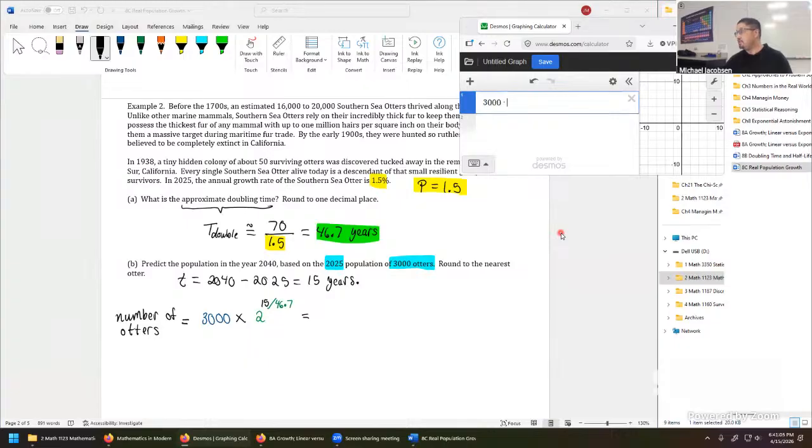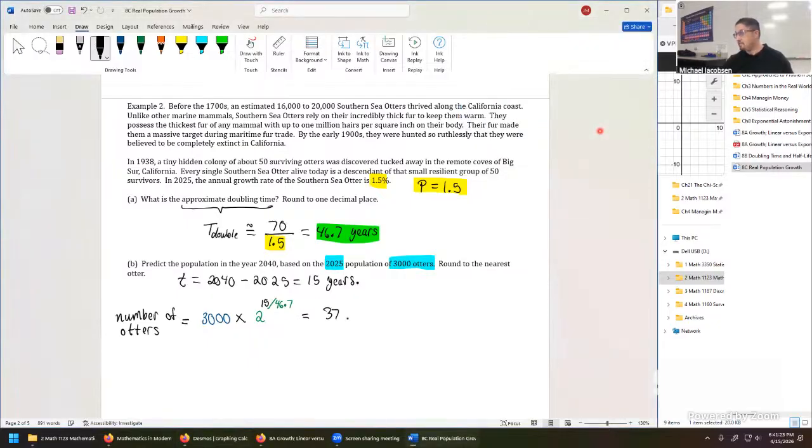So 3,000 times 2 to the power 15 over 46.7 gives us altogether, rounding to the nearest otter, a projected amount of 3,748. Again, not a lot, but better than nothing, right? 3,748 otters in year 2040 is our projection. Something could change.